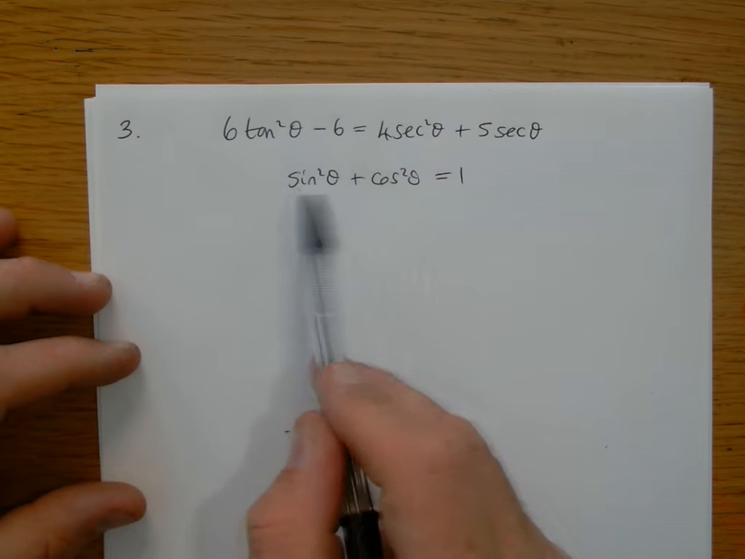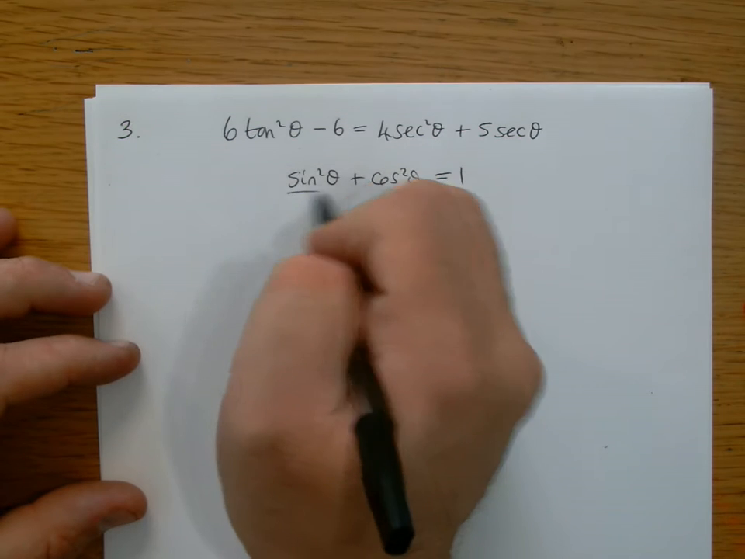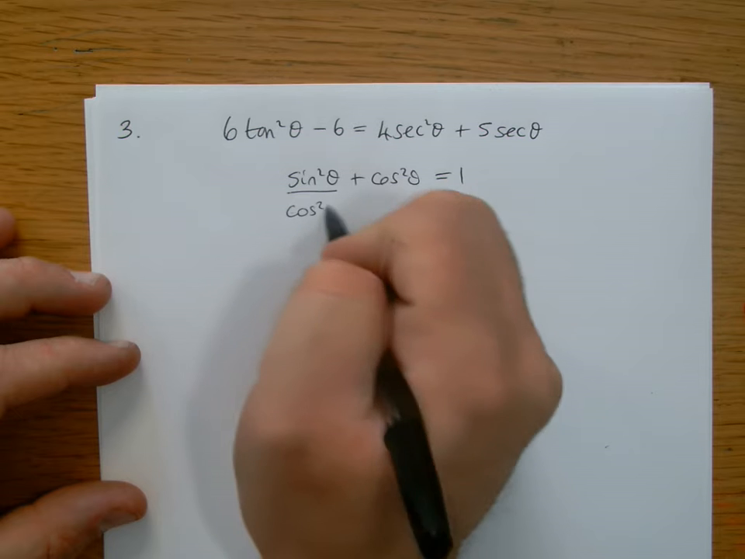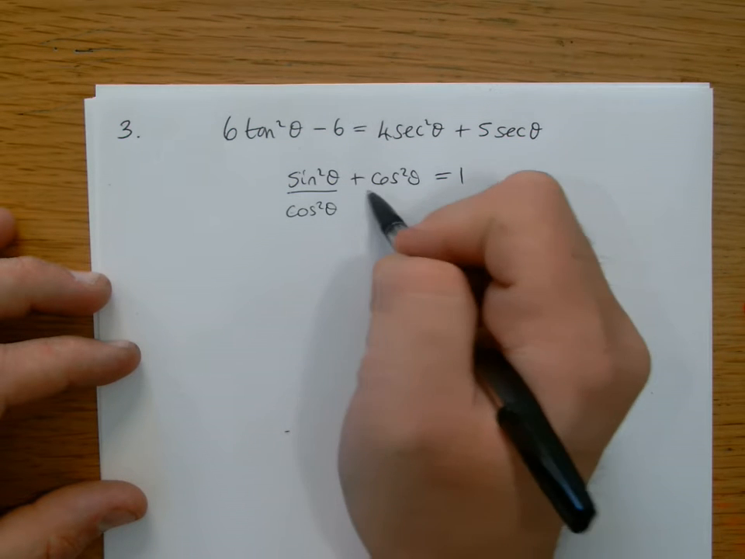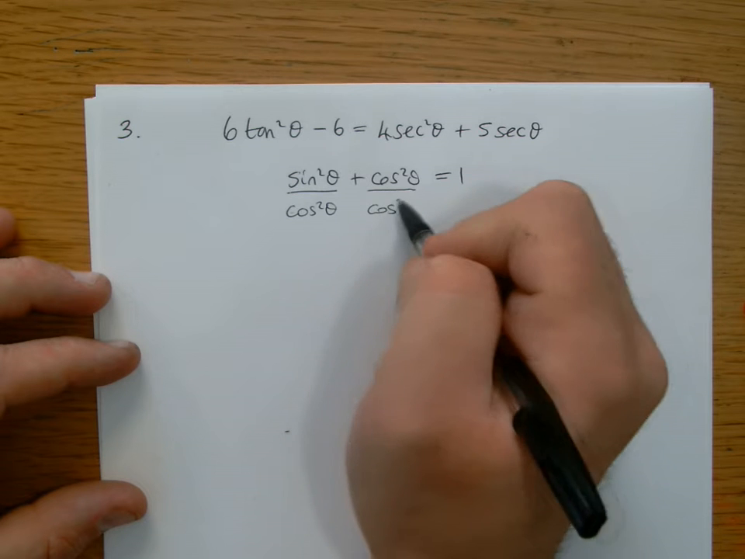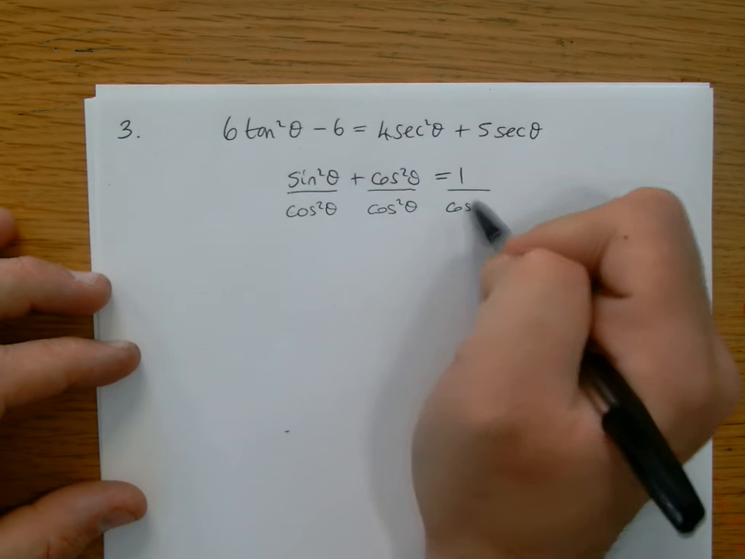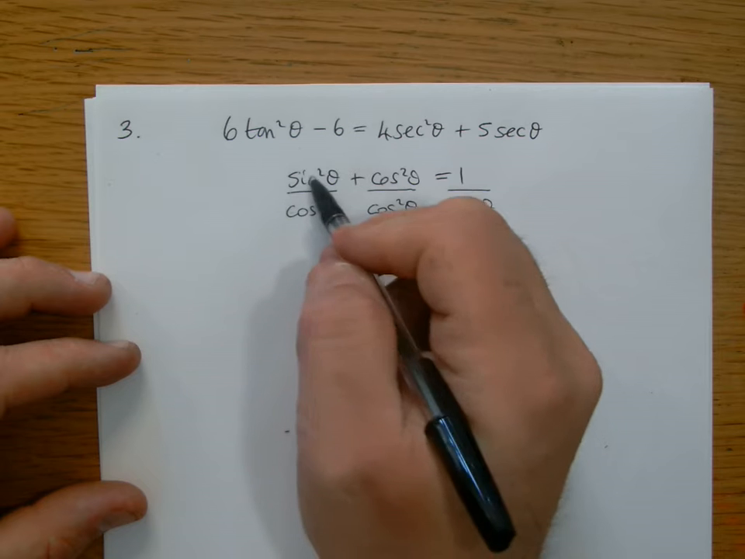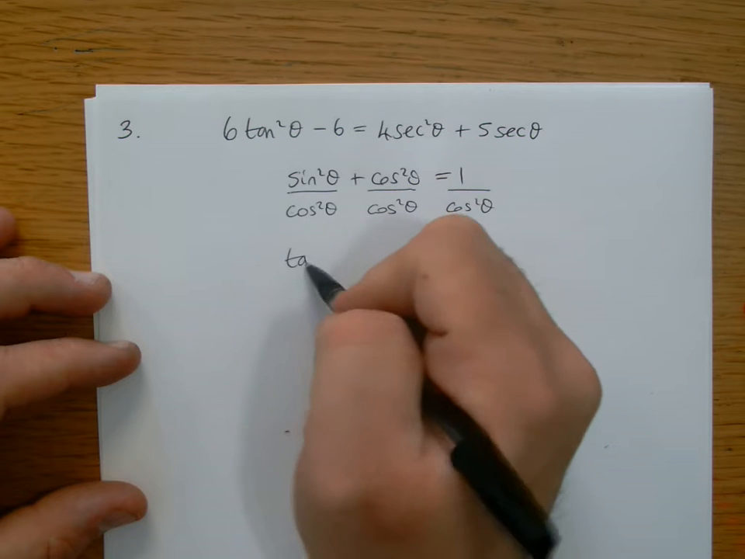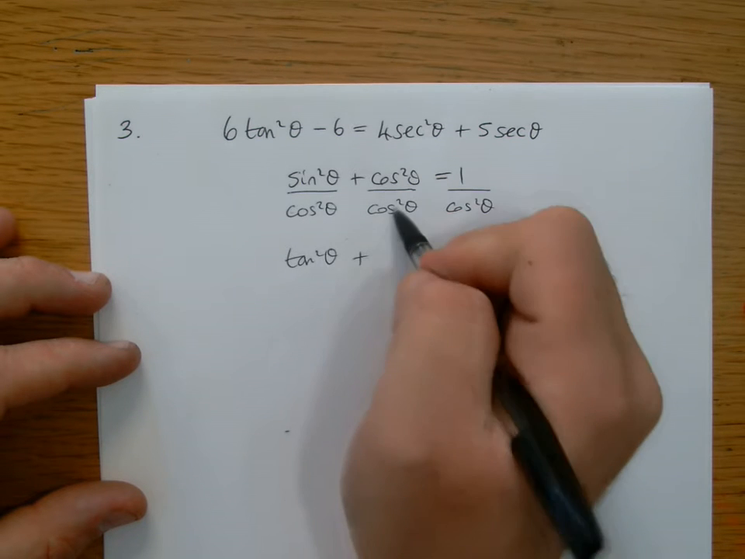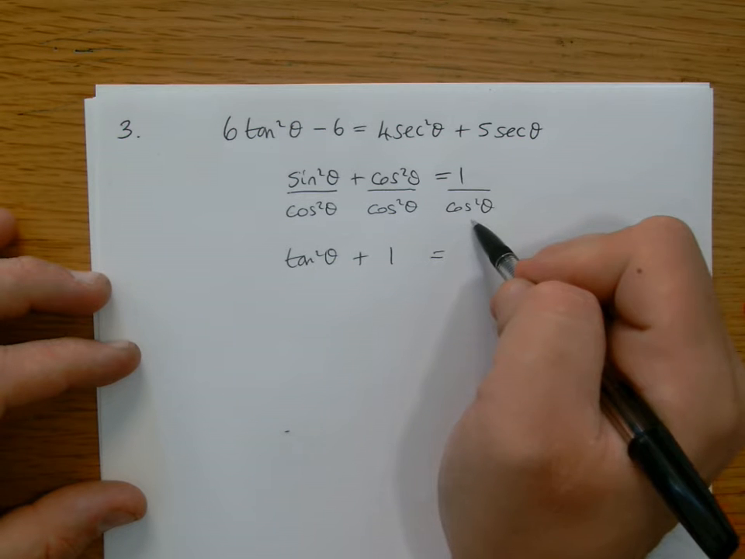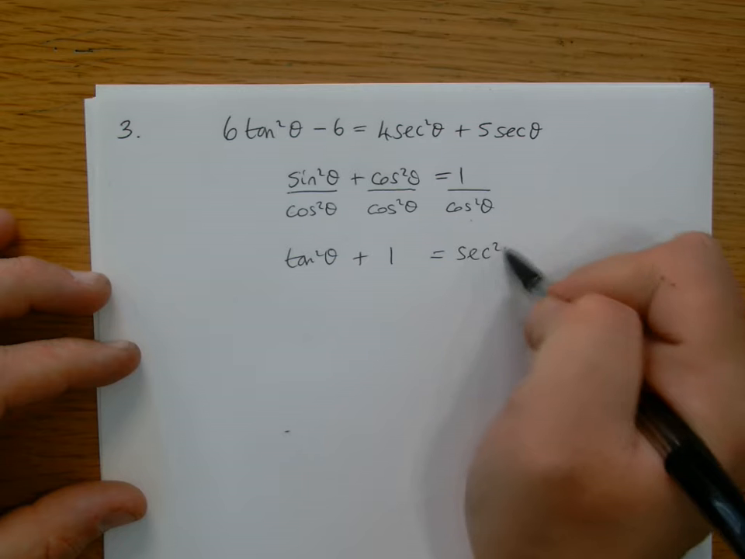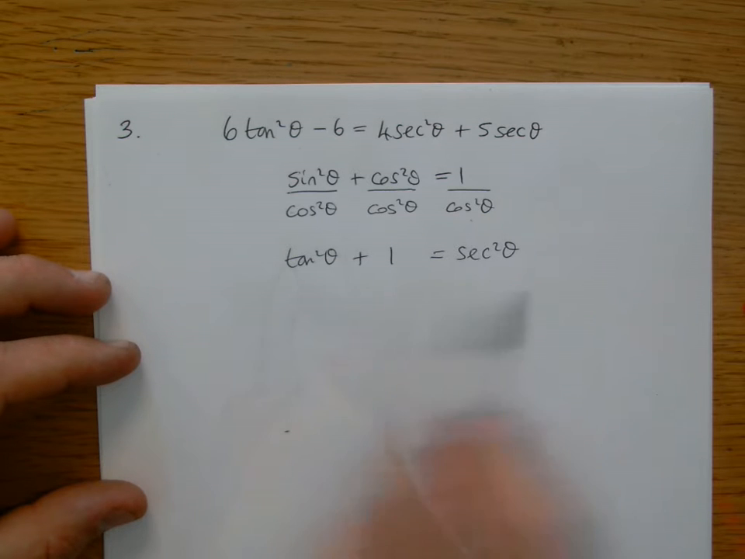So remember, to get tan squared from here, I'd need to divide by cos squared, because that will give me tan squared. But of course, I need to divide this by cos squared as well, and this by cos squared. So I get my result. Sine over cos is tan, so it'll be tan squared theta. Cos squared over cos squared is 1. And remember, 1 over cos is sec, so 1 over cos squared is sec squared theta. So there's my result.